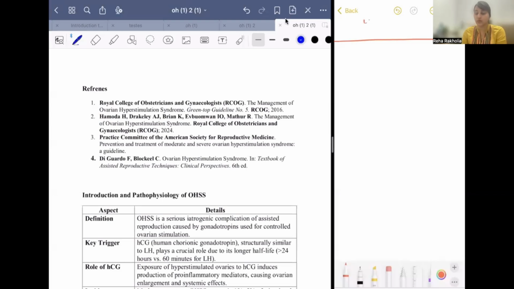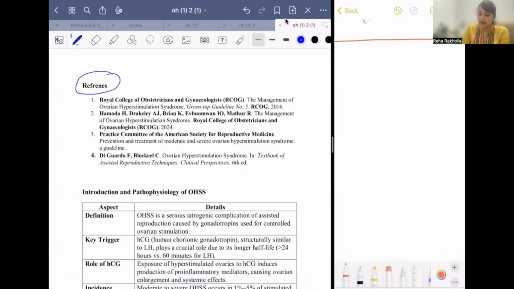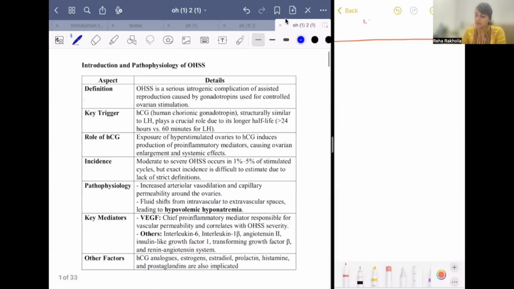We will discuss OHSS. References are RCOG 2016-2024, Gardner textbook, and ASRM 2016 guidelines.